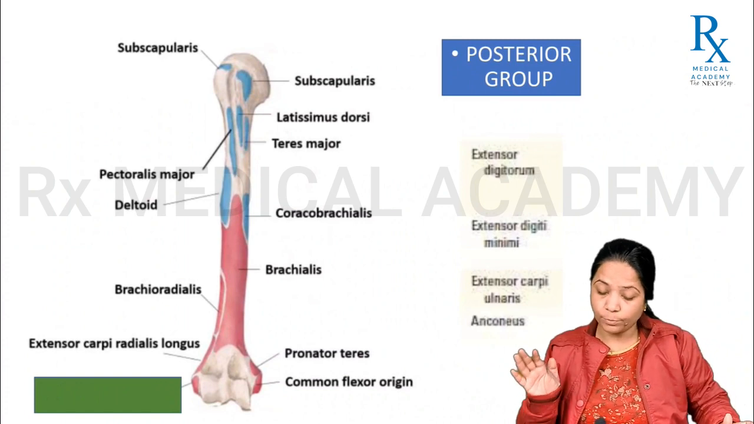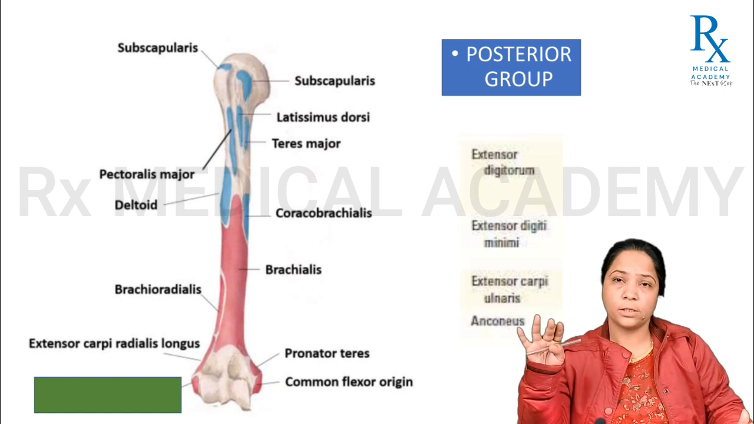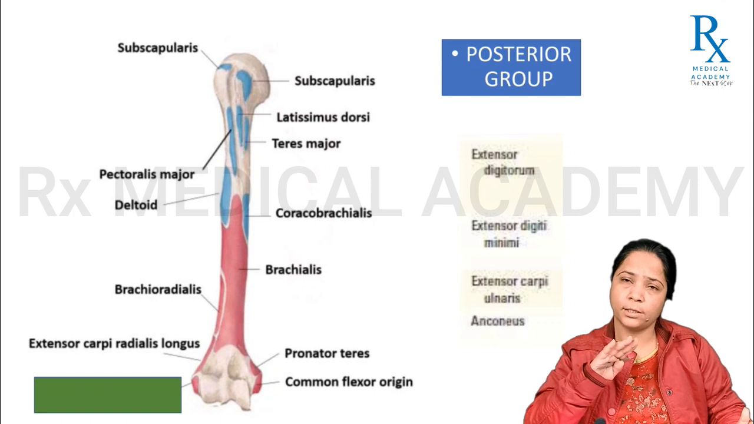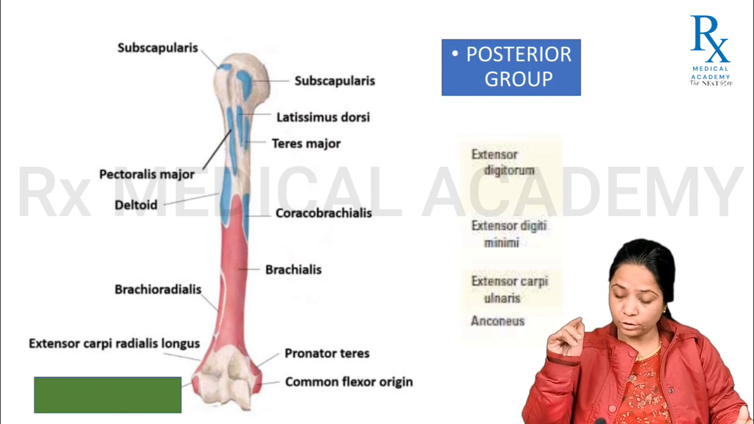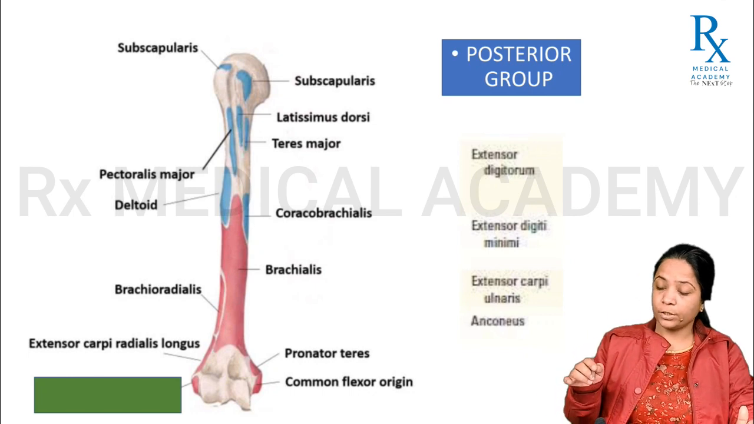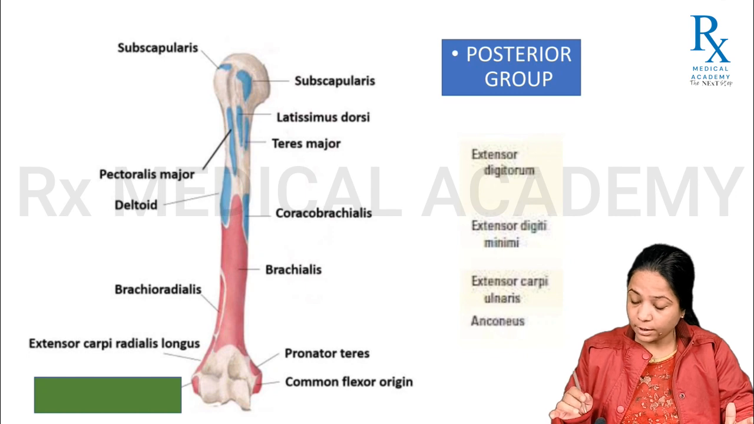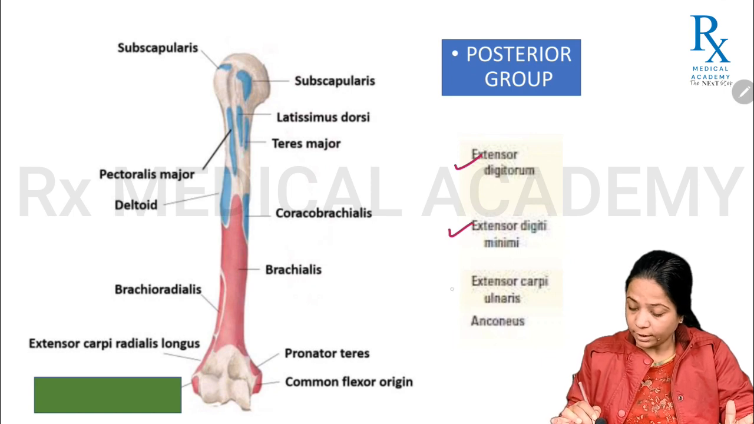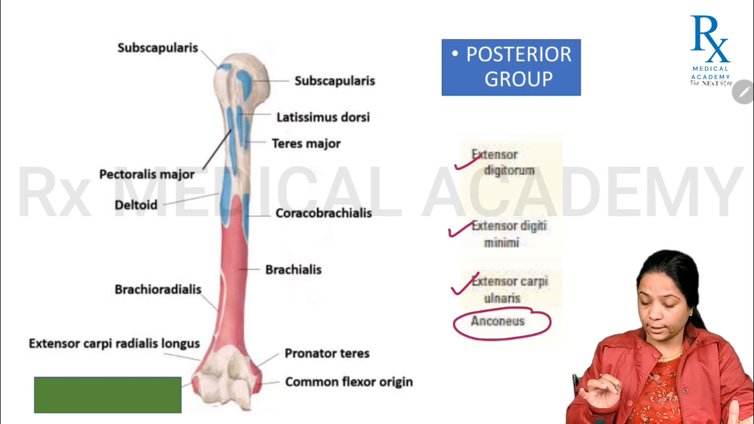Now coming on to the posterior group. So I have already told you that the superficial group of muscles of the posterior compartment of the forearm is divided into two groups. One is the lateral group, which we have covered just now. Next is the posterior group. This posterior group of the superficial layer of the posterior compartment of the forearm contains four muscles. One is extensor digitorum. Next is extensor digiti minimi. Then we have extensor carpi ulnaris and a small muscle that is known as anconeus.